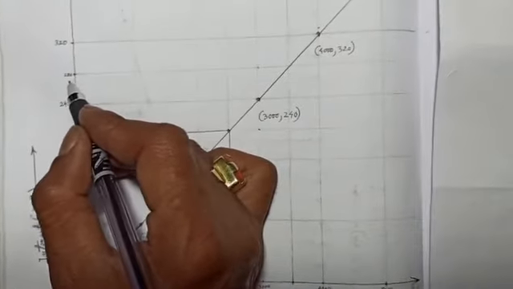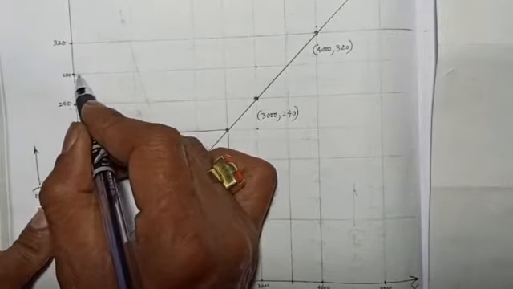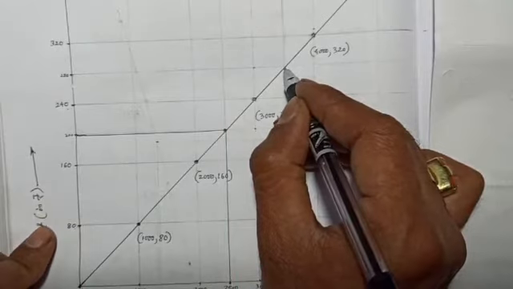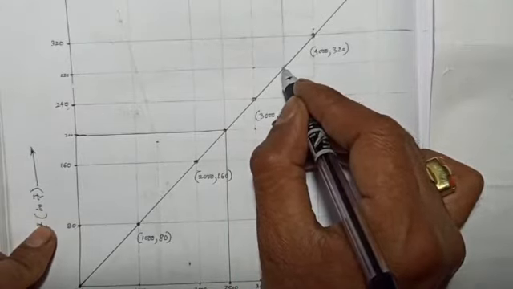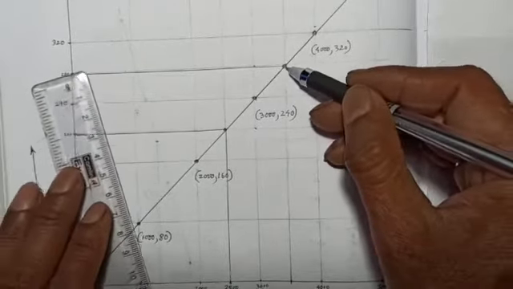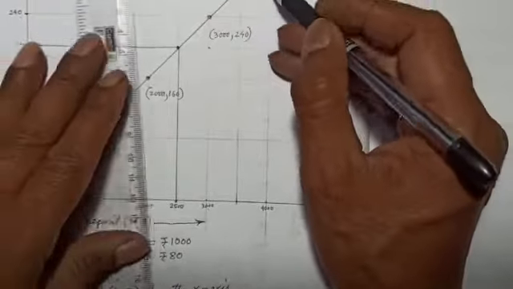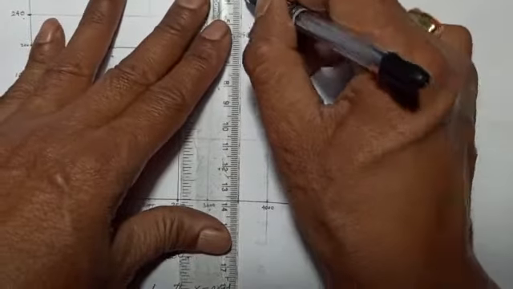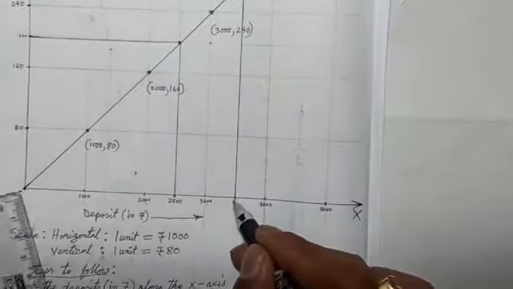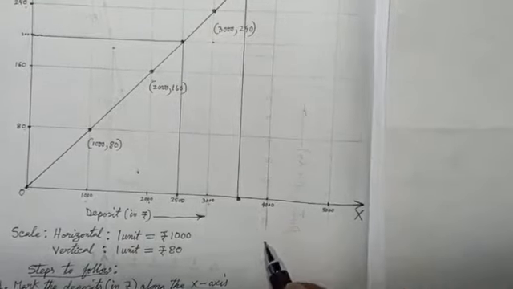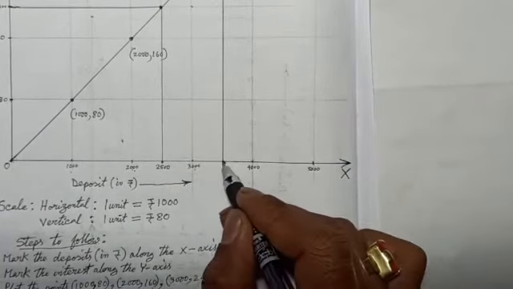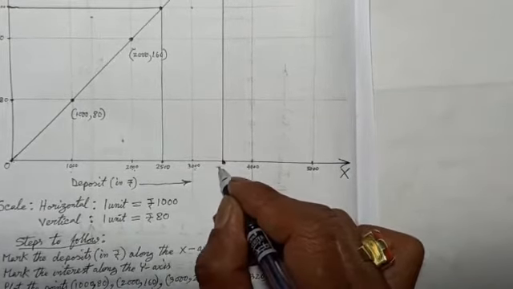So through this point we are drawing a perpendicular line to the y-axis, and this line intersects the graph at that point, and through this point we are drawing another line perpendicular to the x-axis like this, and we are getting this point. This point is in the middle of 3000 and 4000. So this point will represent 3500.